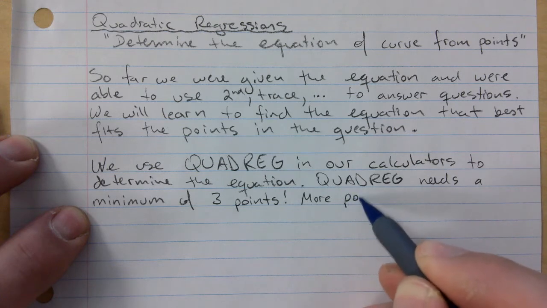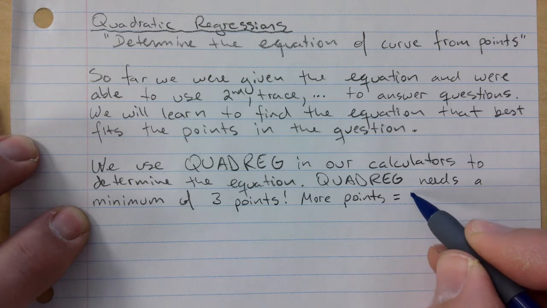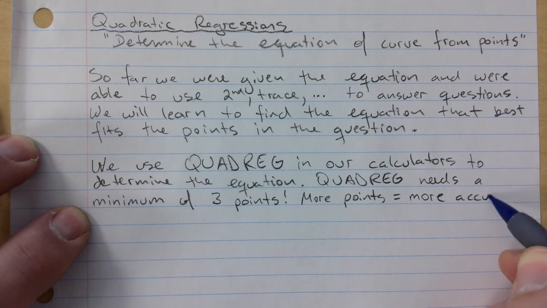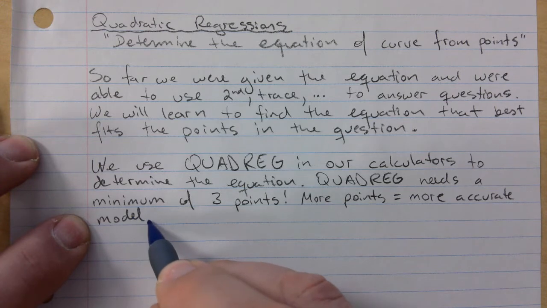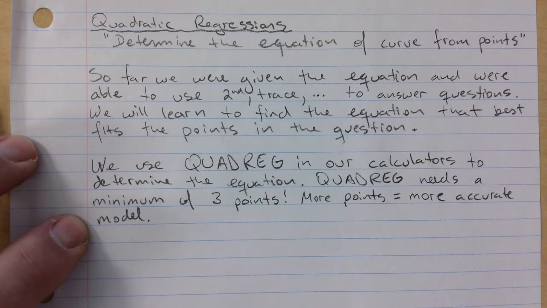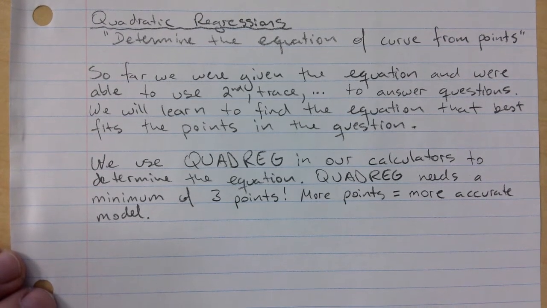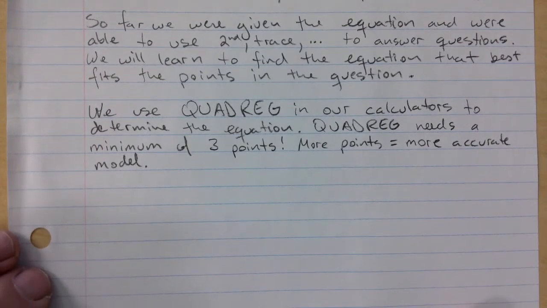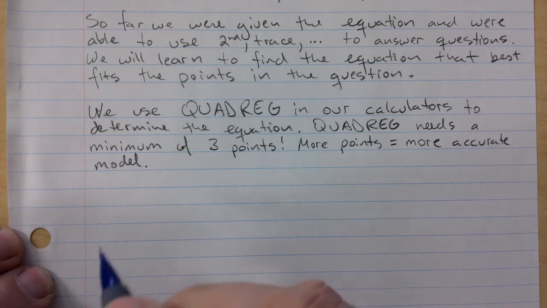More points equals more accurate model, okay? Because that's what we're going to be doing. We're going to model the scenario we're presented with. They're going to give us a scenario and we're going to try to come up with a quadratic equation that best fits our scenario, our situation.